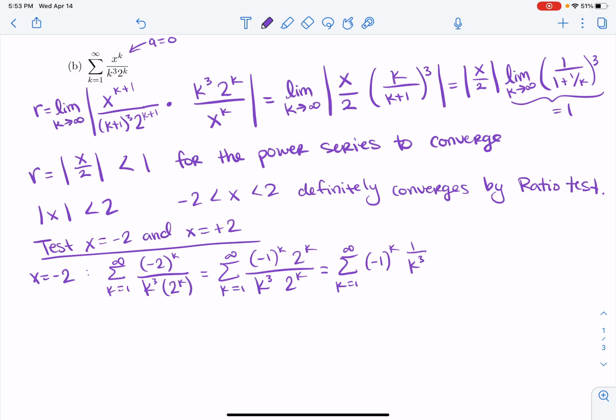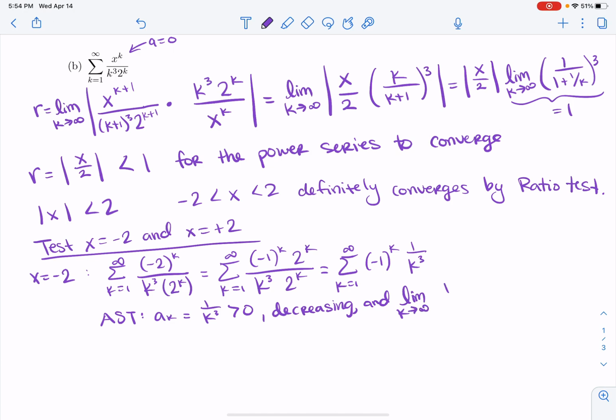This is not a p-series, specifically because of that negative 1 to the k, so we're going to use the alternating series test. What do we need to know? We need to know a sub k is equal to 1 over k cubed, and it's greater than 0 and decreasing, and the limit as k approaches infinity of 1 over k cubed equals 0. So the series converges by the alternating series test.